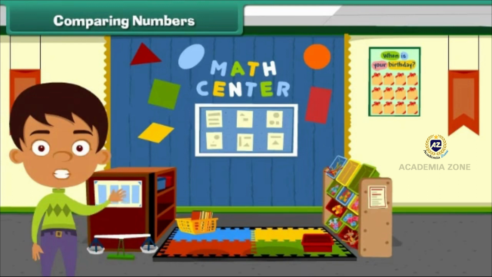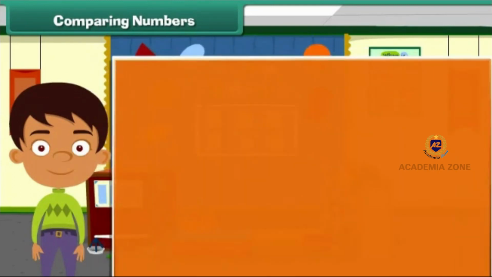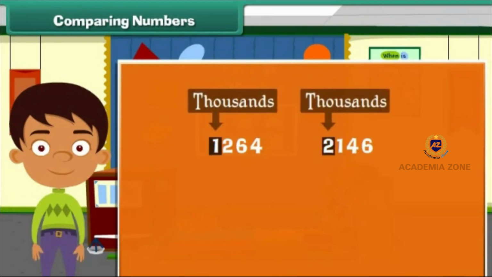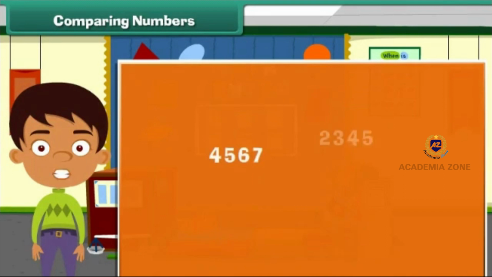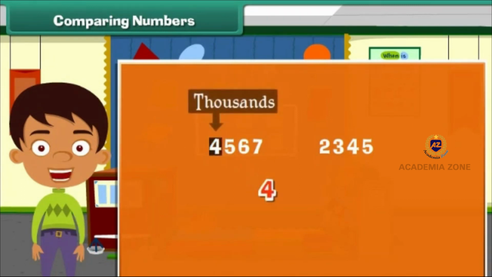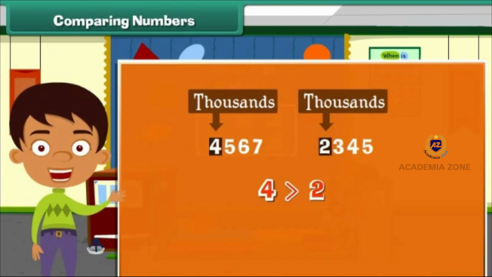Comparing numbers. Let us now learn to compare numbers. To compare two four-digit numbers, we first compare the digits at the thousands place. The number that has a greater digit at the thousands place is the larger of the two. For example, let us compare 4567 and 2345. Since 4 is greater than 2, we can say that 4567 is larger.